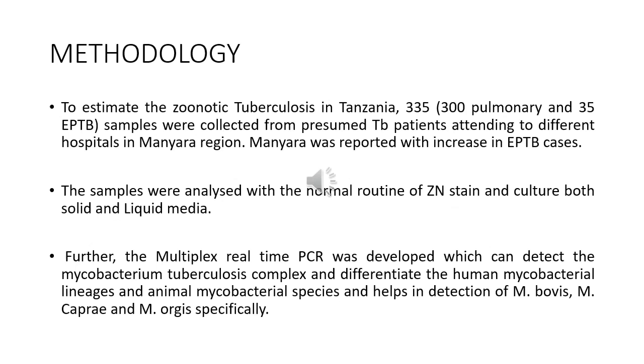On PCR, we were doing the multiplex real-time PCR, and we had two states. The first state was able to differentiate between the human lineage and the animal lineage. And the second state was for those which were animal lineage, so that you can differentiate them to the species level, if it's M. bovis, M. caprae or M. orygis.